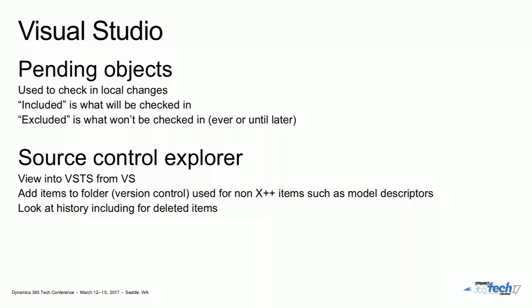The Source Control Explorer, which was the main window on the left side when I was in there a little bit, showed the VSTS tree view on the side, and then the folders were in the right pane of that left thing. I showed you add items to folder for non-X++ things like model descriptors. And then there's history. The toolbar up there has things like looking at what's deleted. Since you're looking at version control, you can see the things that are deleted and look at the history on things that are deleted, which is handy.